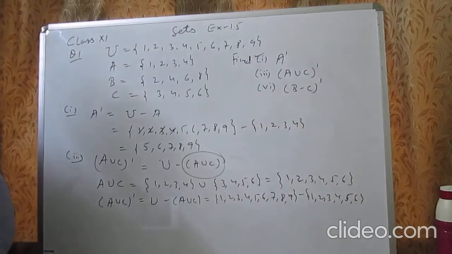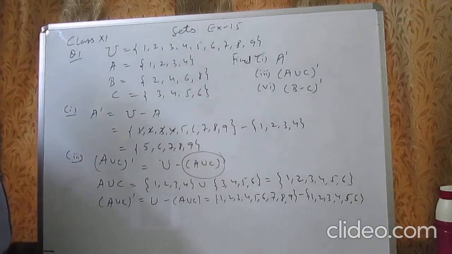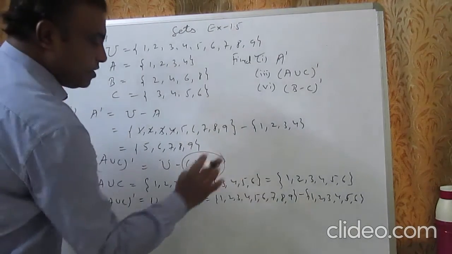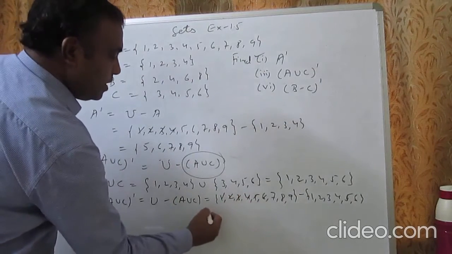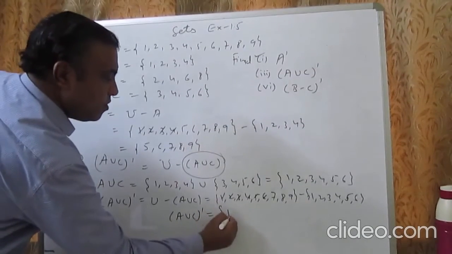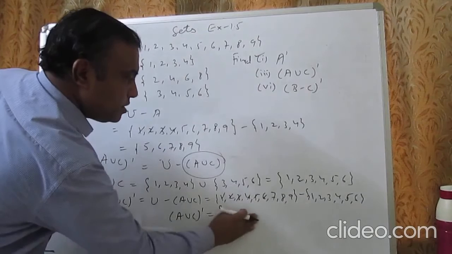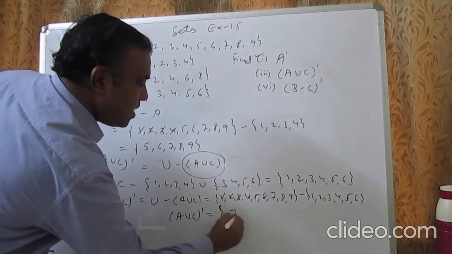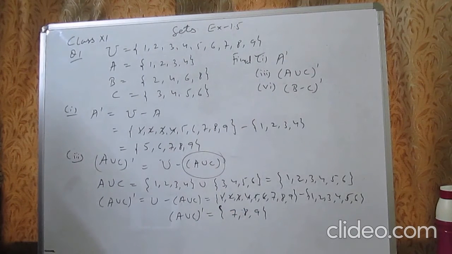Now complement means elements of the first set, है ना. A union C वाले एलिमेंट्स इसमें से निकाल दीजिए, 1 2 3 4 5 6. So A union C complement is 7 8 9. This is the answer.